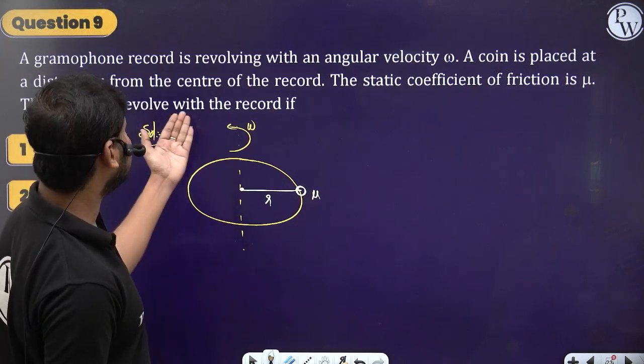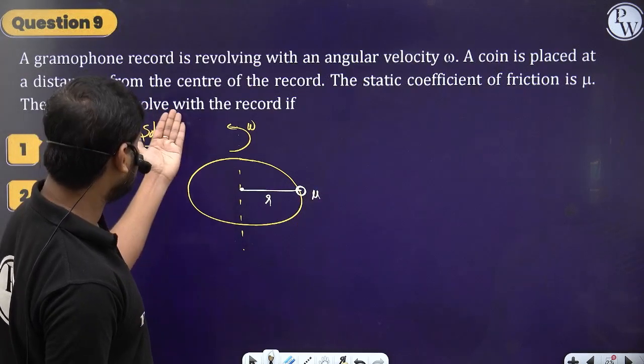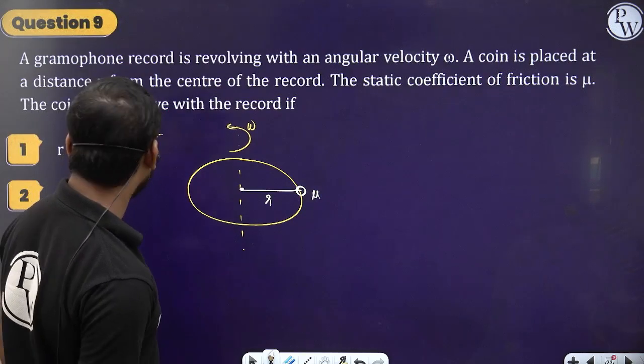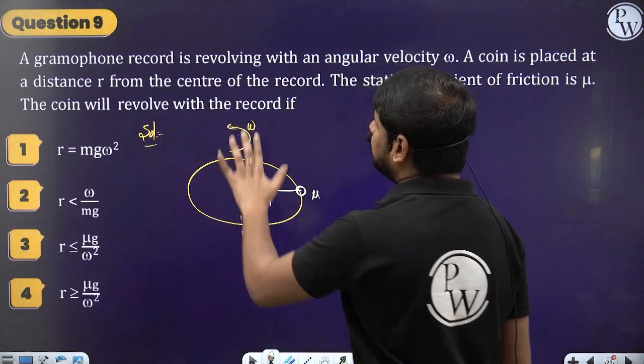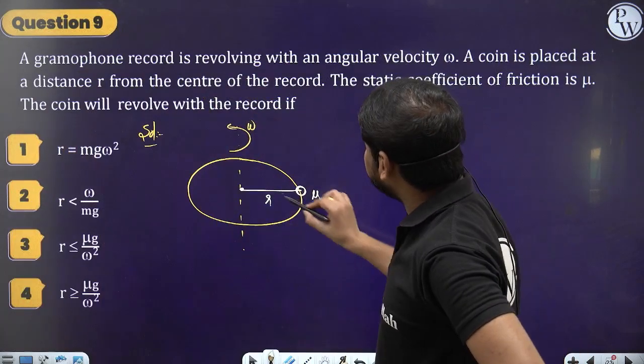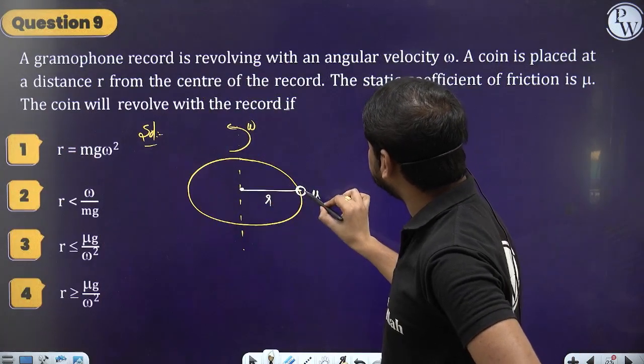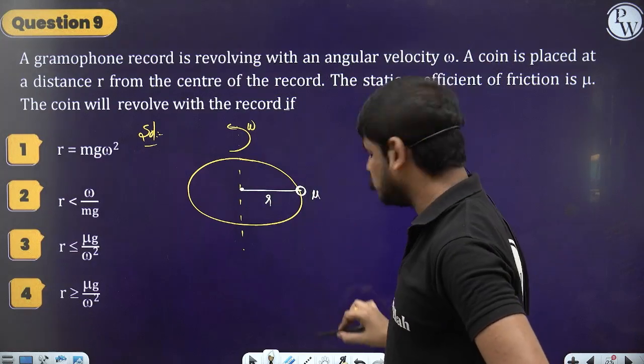So the coin will revolve with the record if... So the coin should revolve with the gramophone record, which means it should not fall. That's what they are saying.